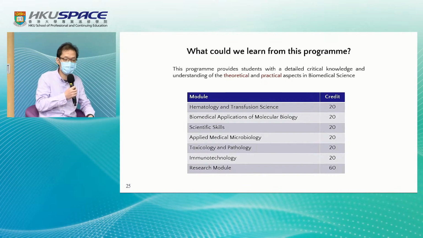Immunotechnology. This module mainly focuses on immunology and the technology used in immunology. So the hot topic, again, the vaccination. The vaccine actually is covered in this module, immunotechnology. And the final research module. So you may ask why we include two research-related modules. One is the scientific skills. The other is the research module.